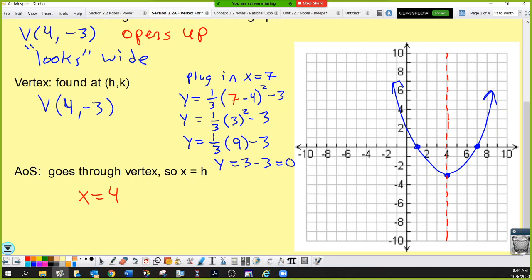Yes, sir. Questions, comments, concerns, curiosities? It's a lot of C words. Anything that you want to talk to me about for vertex form. Anything at all, please. Ben, yes.